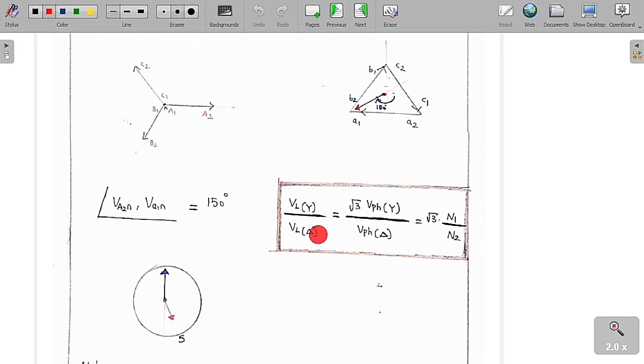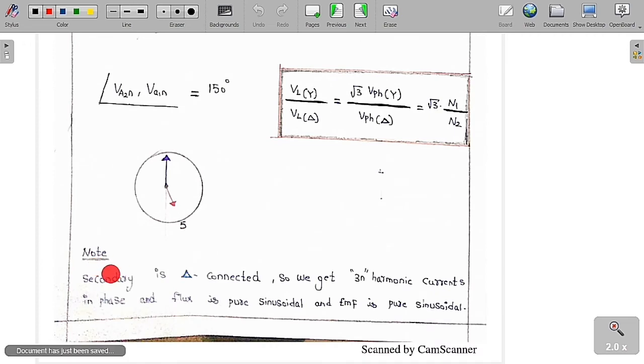As you can see, the line voltage of the star connection by the line voltage of the delta: line voltage is equal to root 3 times the phase voltage in the star connection, and line voltage is equal to phase voltage in the delta connection. So phase voltage of star by phase voltage of delta is nothing but the ratio of the number of turns, N1 by N2. So we are going to get root 3 into N1 by N2. So take this important note.